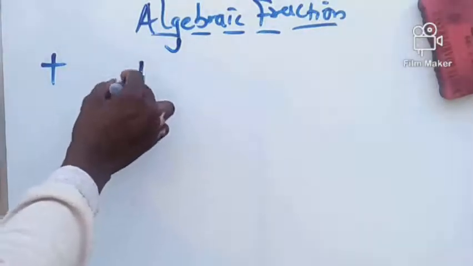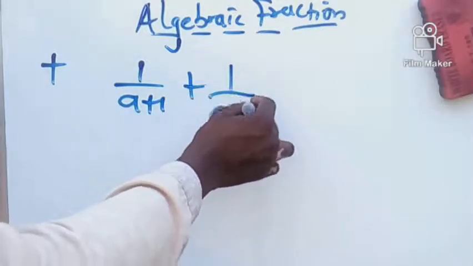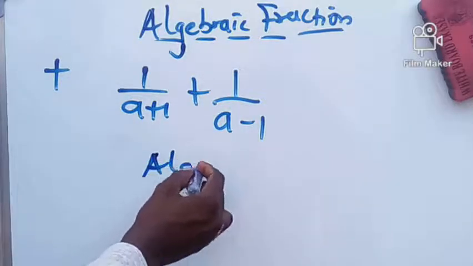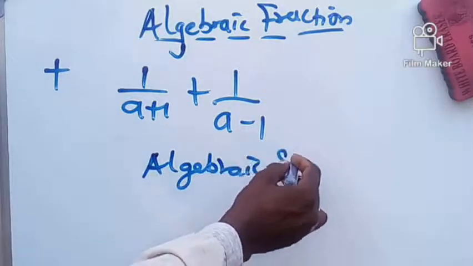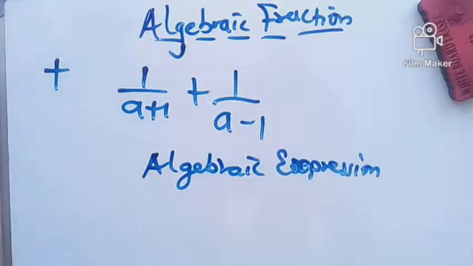So let's say we have a problem. Let's say 1 over a plus 1 added to 1 over a minus 1. Okay, before we solve this problem, there is an interesting concept we need to talk about, and that is the concept of algebraic expressions. What is an algebraic expression?